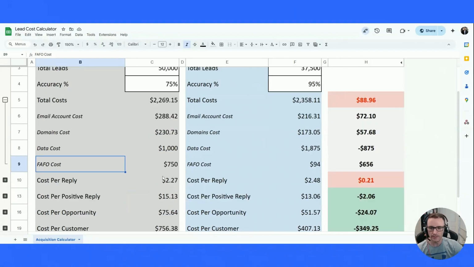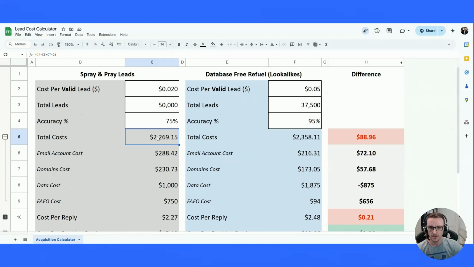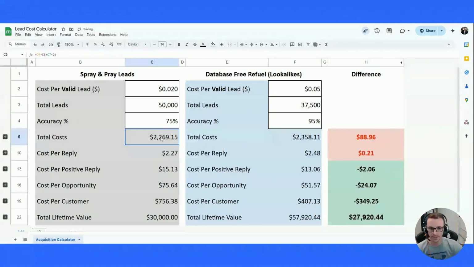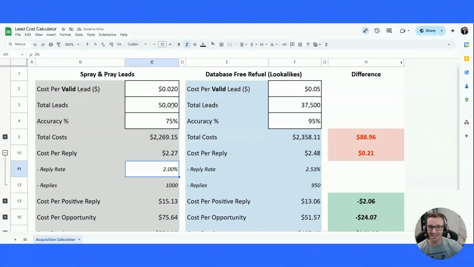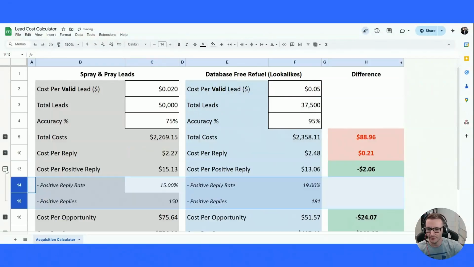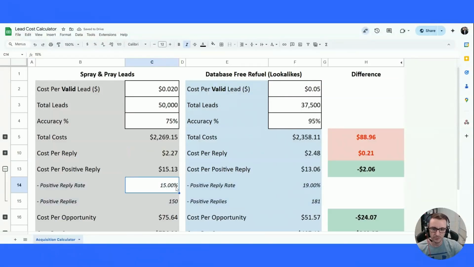All right, so if you look at your funnel metrics here, that's the total cost. So the total costs are really going to be around $2,300. Now our cost per reply, if we hit, say, a 2% lead to reply ratio, you're going to have about 1,000 replies. That means it's going to cost you about $2.27 to generate a real reply, an actual reply from somebody. Okay, if we have a 15% positive reply ratio of the replies, that means we're going to generate 150 positive replies. That's going to cost you about $15 per positive reply.